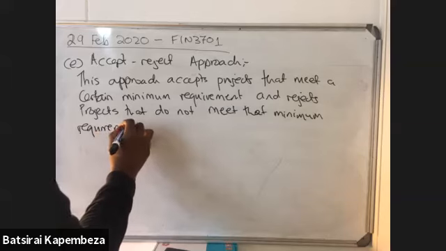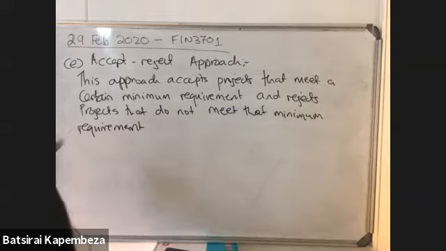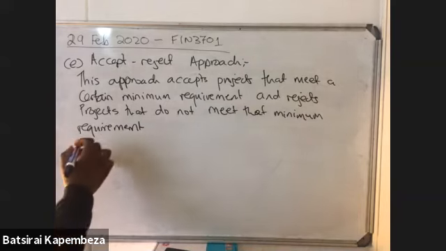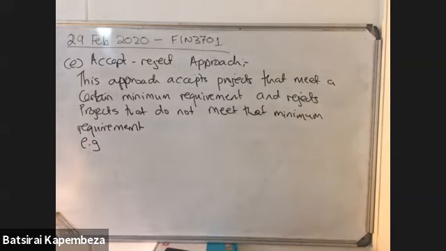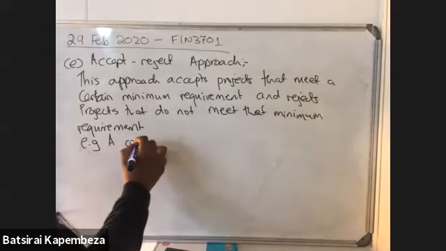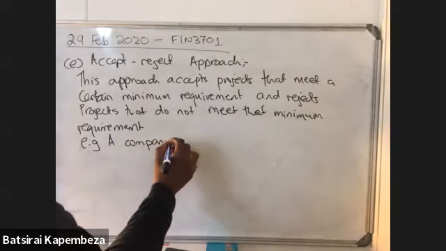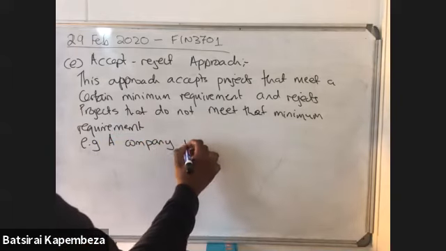An important example of how this might actually work is in the case of the payback. The company might have a minimum target payback. For example, the company or a firm might only accept projects if their payback is less than, let's say, 3 years. So this is an example of the accept, reject approach.